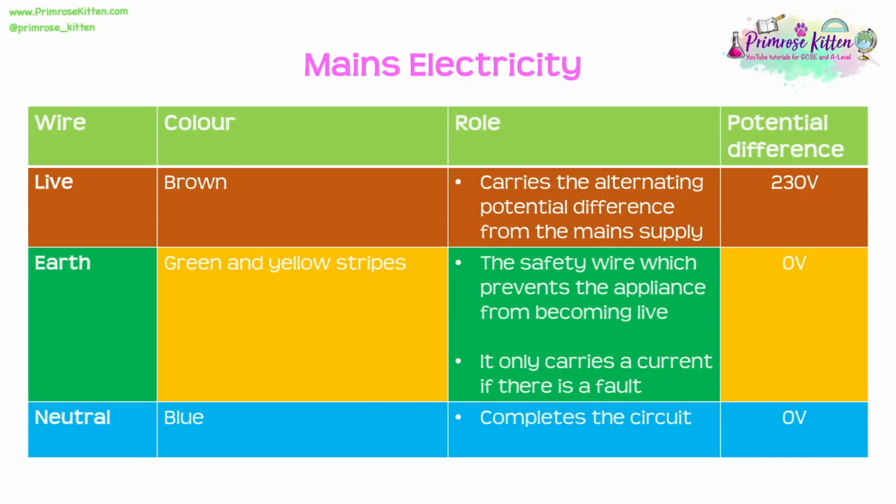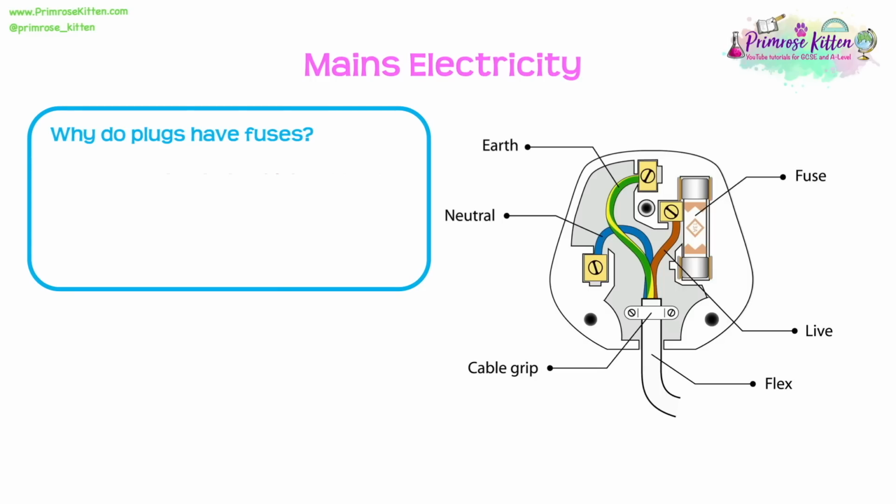Finally, our neutral wire that's blue in colour, this is here to complete the circuit, and this has a potential difference of 0 volts. Now let's have a look at some other key features to the plug.